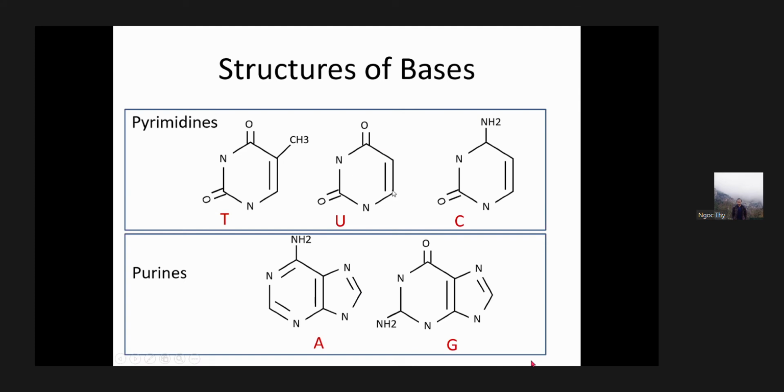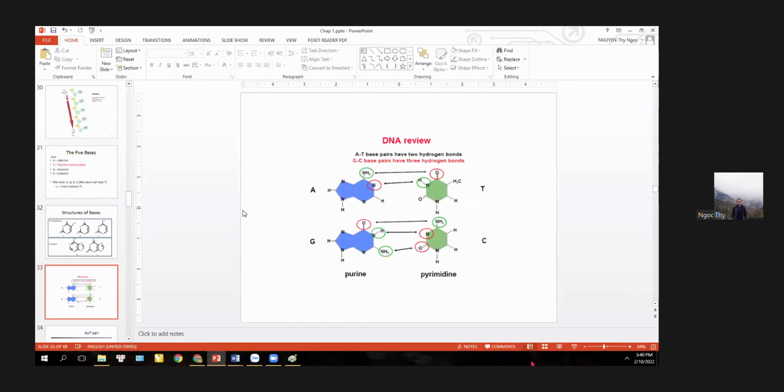Okay. And we have a complementary rule, or we call it Chargaff's rule, because it is named after the scientist who discovered this theory. A and T are always linked with each other by two hydrogen bonds, and G and C are always linked with each other by three hydrogen bonds.